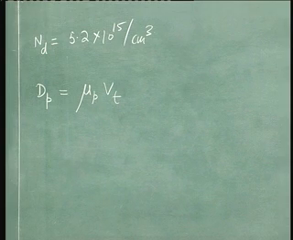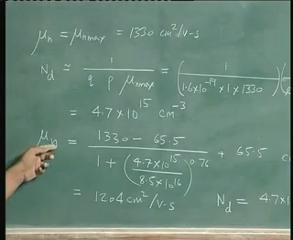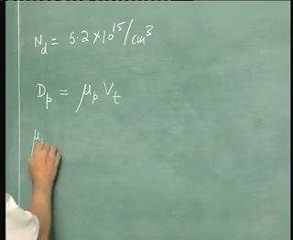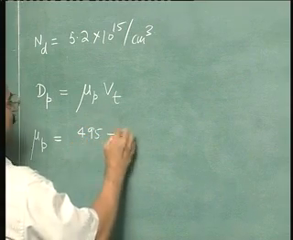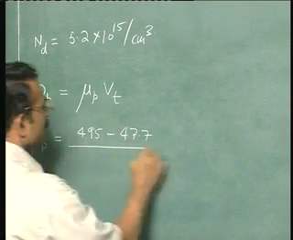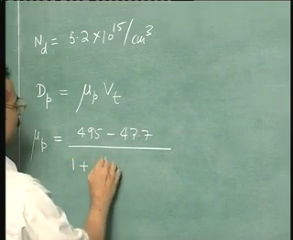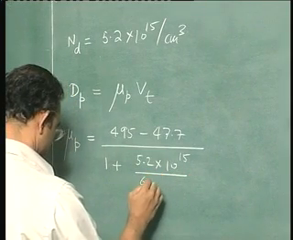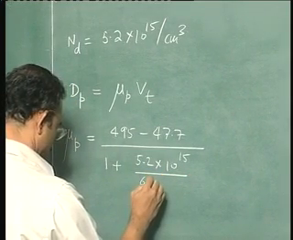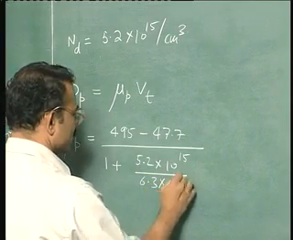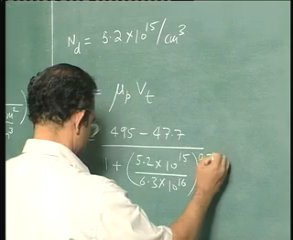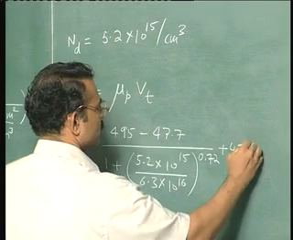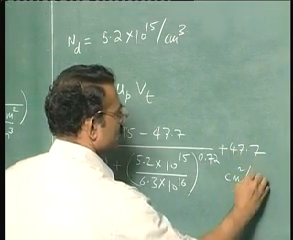Now mu p you can find out using a formula similar to this, because you know the doping. Like you have a formula for mu n, you have a formula for mu p. So mu p is equal to 495 minus 47.7 divided by 1 plus (the doping 5.2 into 10 power 15 divided by 6.3 into 10 power 16) whole power 0.72, plus 47.7 centimeter square per volt second.